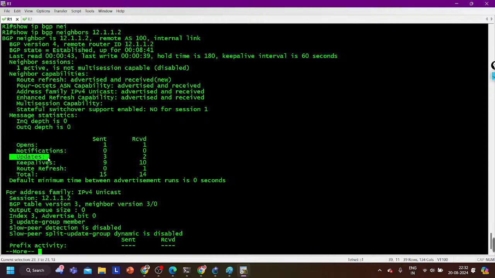Then how many update messages has it sent to its neighbor? 3. And how many update messages has it received from the neighbor? 2. How many keepalive messages has it sent? 9. How many keepalive messages has it received? 10. Route refresh message sent? 0. Received? 1. The total number of messages that this router has sent to this neighbor is 15, and it has received from this neighbor 14.